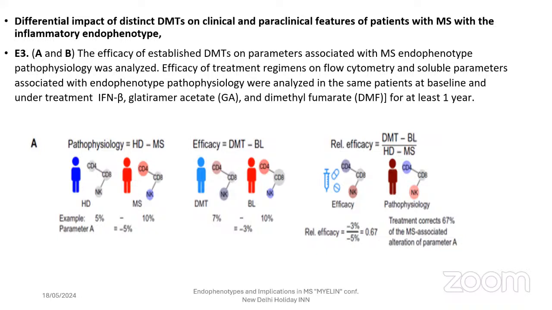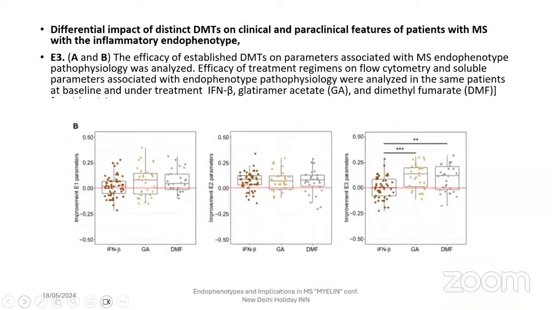The three drugs which are compared, which are used in early MS, that is interferon beta, glatiramer, and dimethyl fumarate, they used for 1 year and studied what differences are going to happen. So a very interesting finding has come, and the efficacy is very well studied.